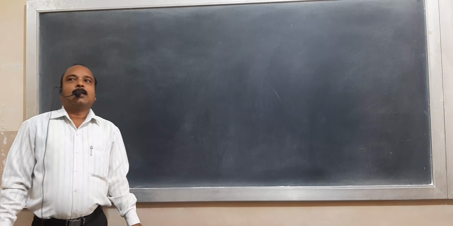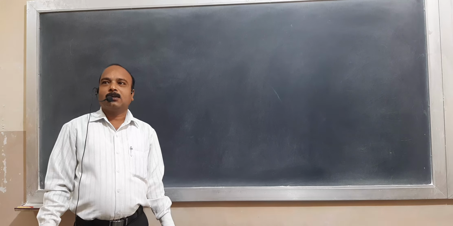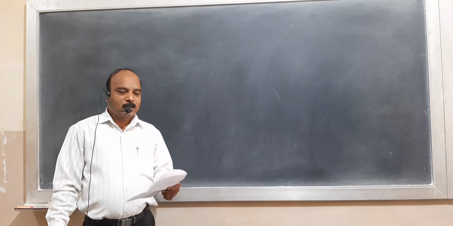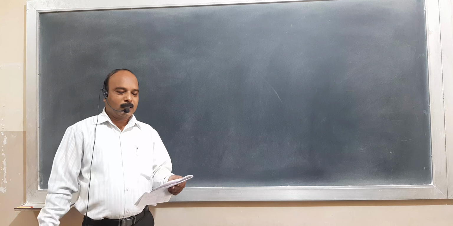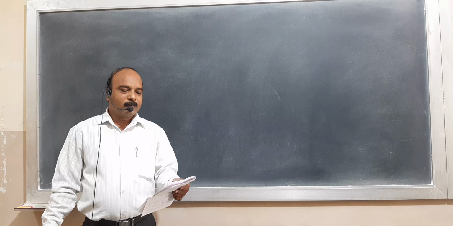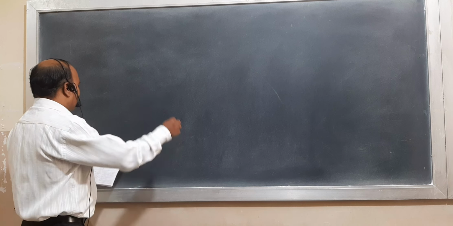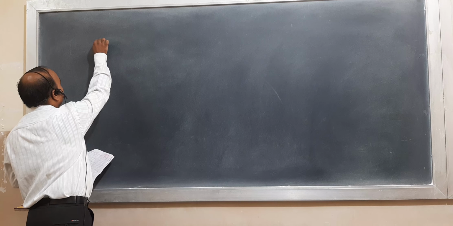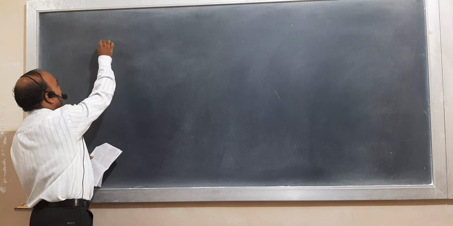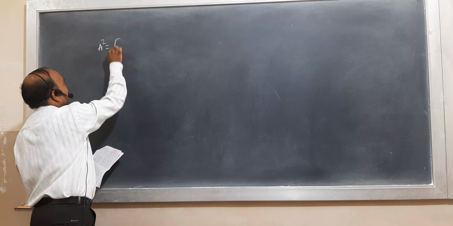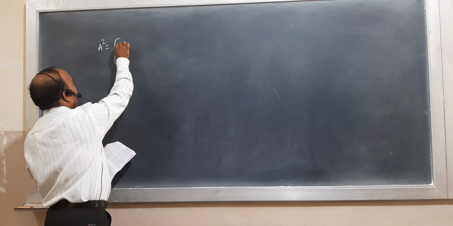Friends, yesterday I gave some assignments. Now you take the answers for that. The first question you were given: prove that. For that, first you confirm A square value. A square is 5 0 8.